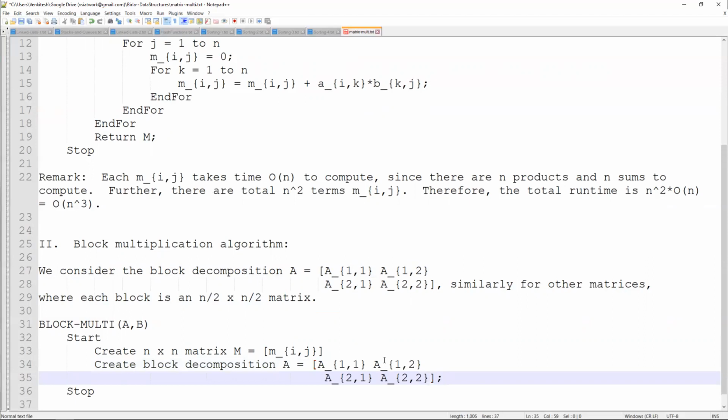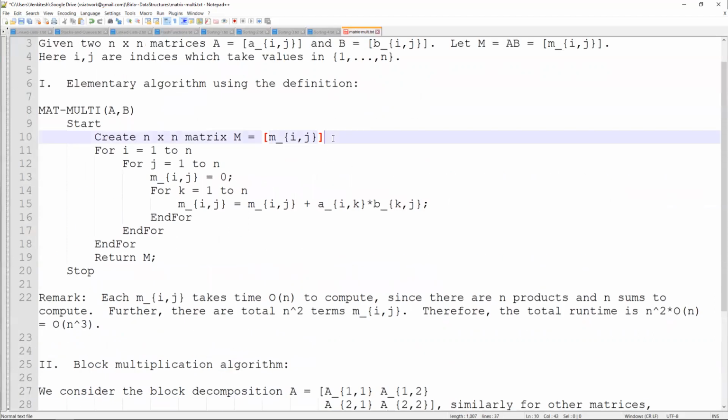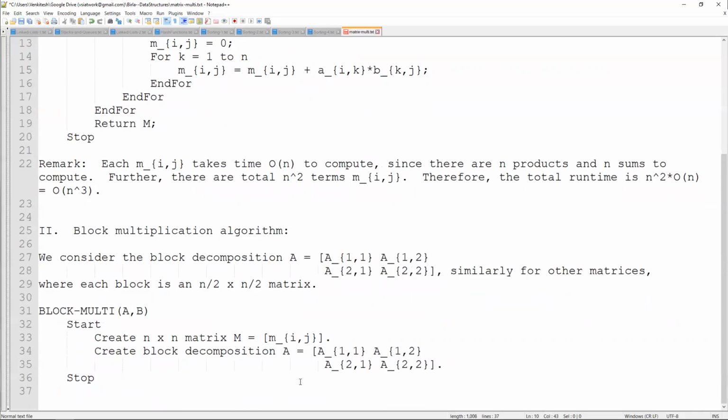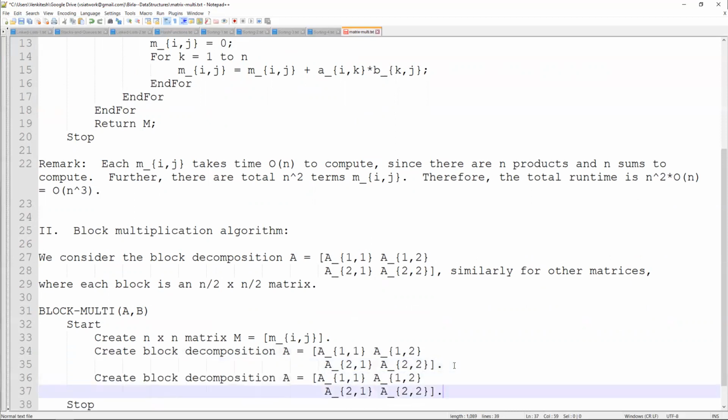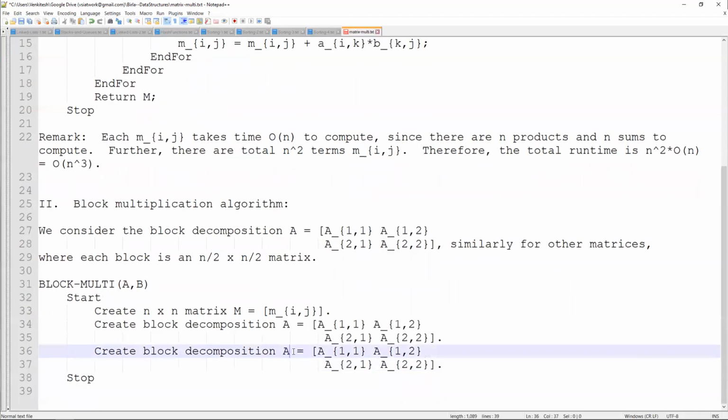Okay, this is the first command. Let's put full stops. That's better. Since these are words, let's put full stops. So create the block decomposition A. What else? You repeat this. Create a similar block decomposition for B.